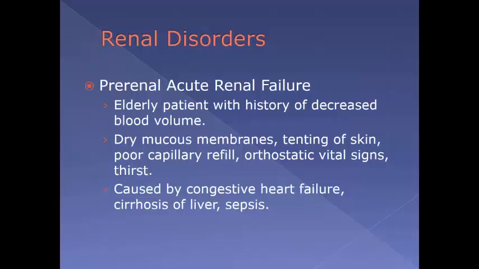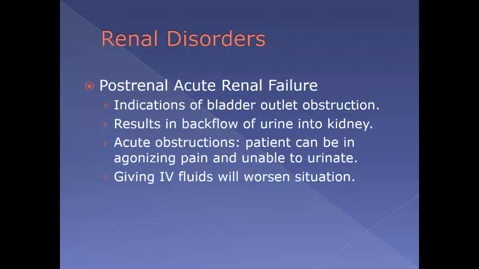With your pre-renal failure, a lot of these patients will be older patients with a history of decreased blood volume, dry mucous membranes, tenting, signs of poor perfusion, inadequate fluid volume within their body. It could be caused by cirrhosis of the liver, sepsis, CHF, a whole lot of different things. With your post-renal, usually you have signs of your obstruction. So you will have really bad pain, they'll be unable to urinate, and if you give them IV fluids, it will make the situation worse because their kidney is still producing urine usually. They're just not able to get it out.